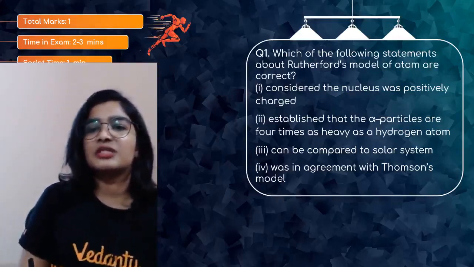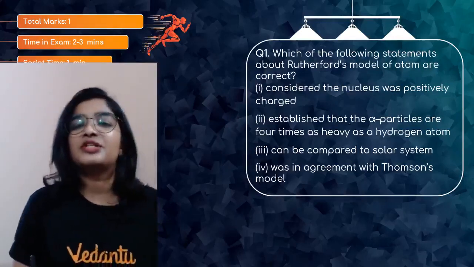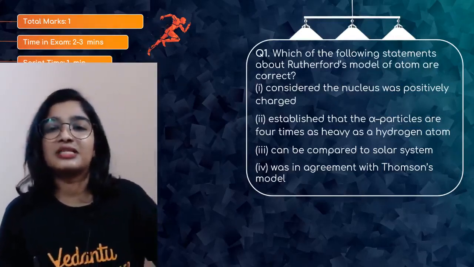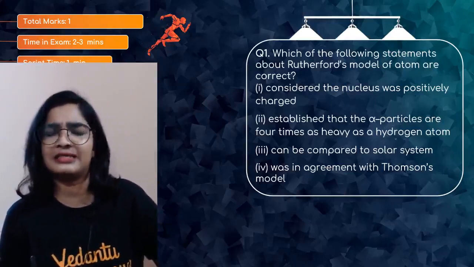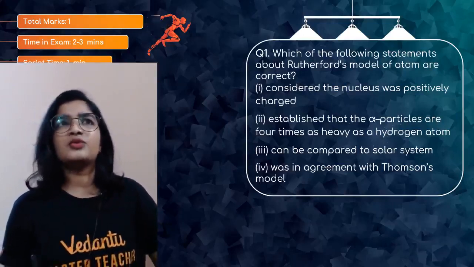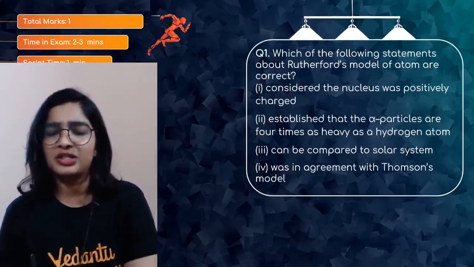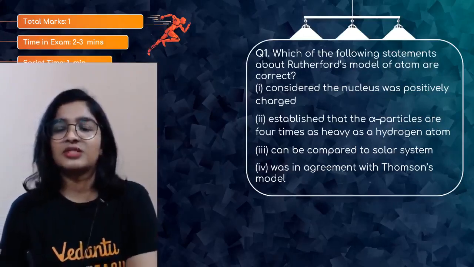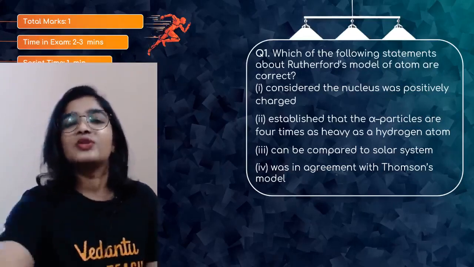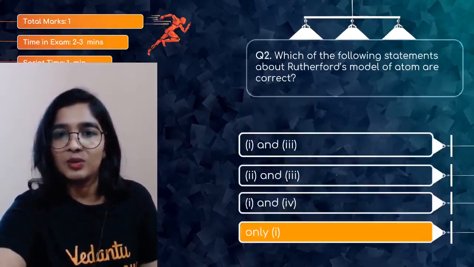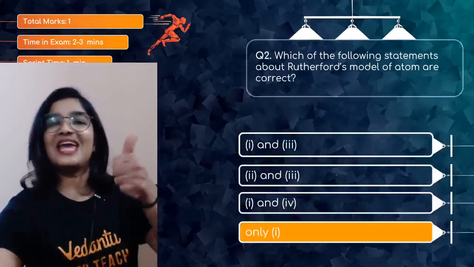Consider the nucleus was positively charged. Established that the alpha particles are 4 times as heavy as a hydrogen atom. He didn't establish that. Can be compared to the solar system. I don't think he mentioned it. Was in agreement with Thomson's model. Not at all. So the right answer would be 1 only. Very good. Yay, high five.